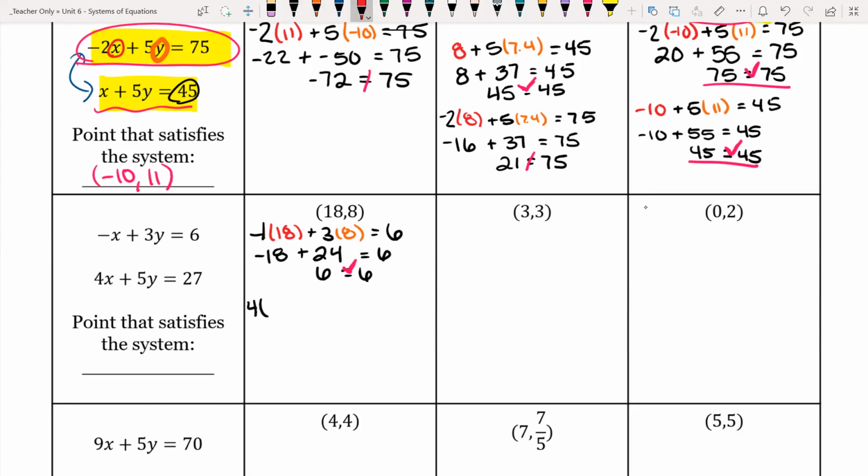So 4 times 18 plus 5 times 8 is going to give us 27, is what we're thinking. 4 times 18 is 72, 5 times 8 is 40, and that's 112. Is 112 equal to 27? No. So again, just because one matches doesn't mean they both will. So you have to try it both times.